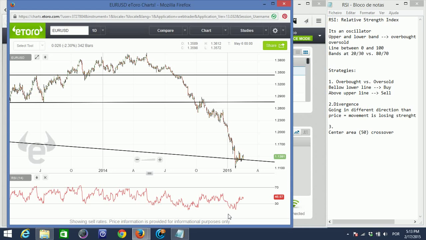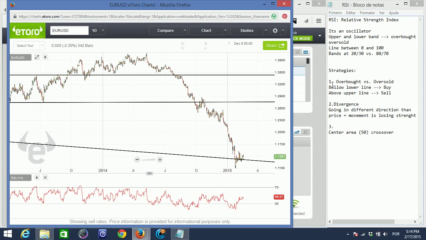Let's talk a little bit about strategies. I will mention three strategies. There's more than those three. There's more possibilities for the use of RSI. But I'll just mention three, and I'll use mostly strategy number 1 and number 2.